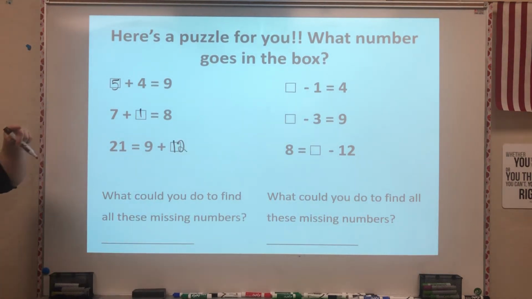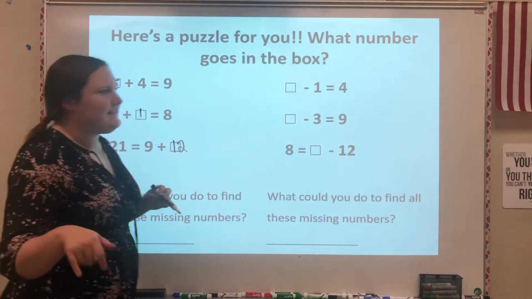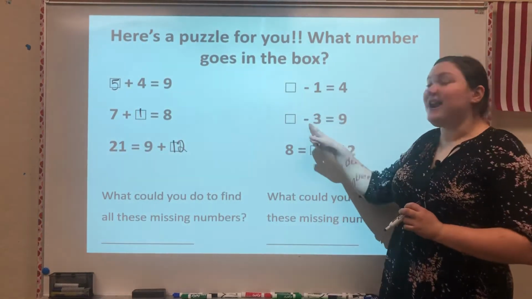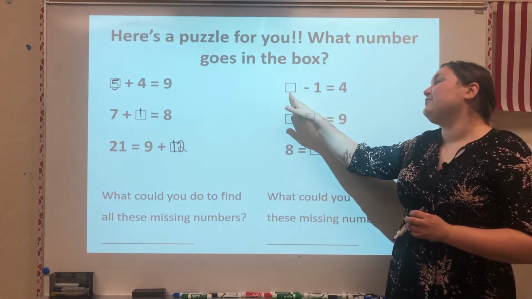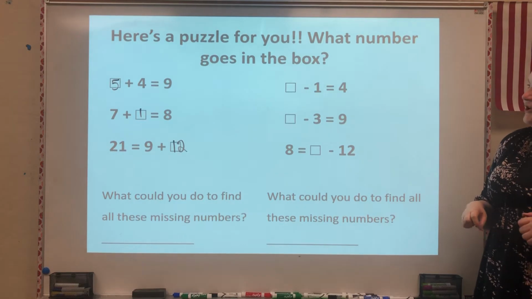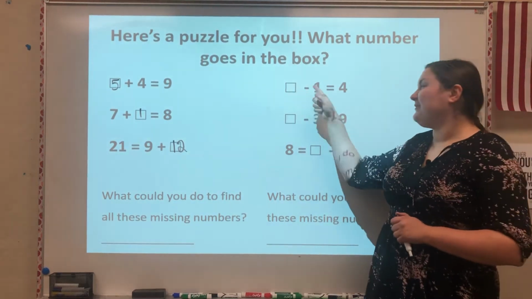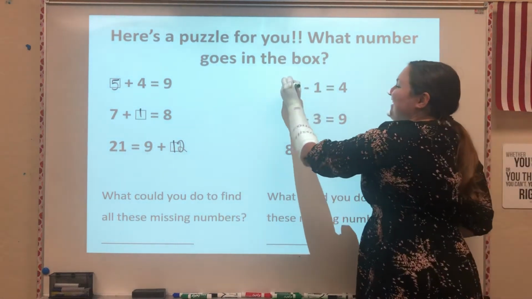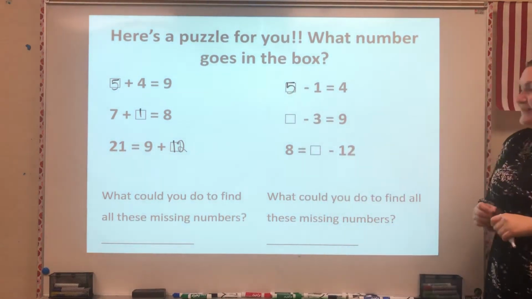Now I've got 3 more over here that we're going to do, and then we're going to talk about anything we see. These last 3 here, these are all subtraction problems. This first one says, what number minus 1 equals 4? You might be tempted to say 3 at first, but 3 minus 1 doesn't give you 4. 3 minus 1 is 2. That missing number is 5. 5 minus 1 is 4.